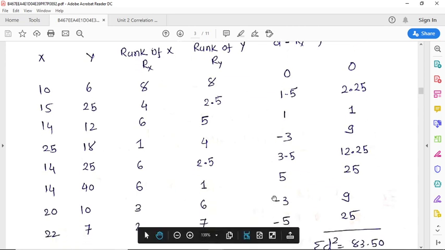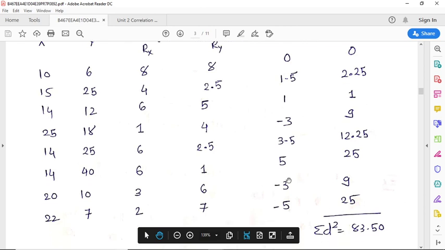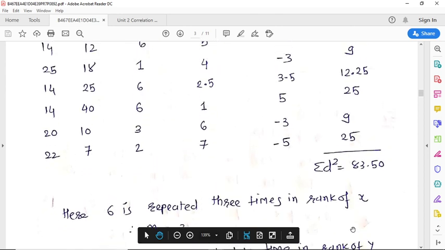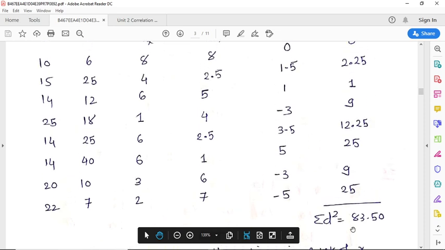Clear? Keep a calculator with you and practice along with me. Okay, 5 square is 25, that is 9, it is 25. So now take the total, the addition of all these values, which gives 83.50. So sigma D square is equal to 83.50.